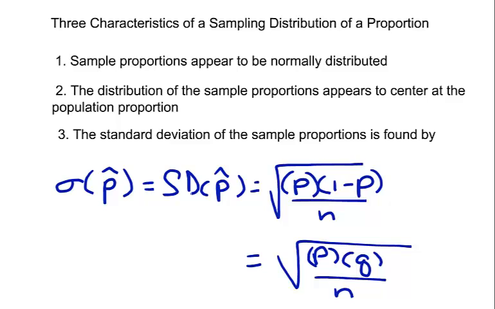Thirdly, the standard deviation of the sample proportions is found by the standard deviation for p hat being equivalent to the square root of p times 1 minus p divided by n. Written more concisely, the standard deviation for p hat is equal to the square root of p, the probability of success, times q, the probability of failure, divided by our sample size, n.